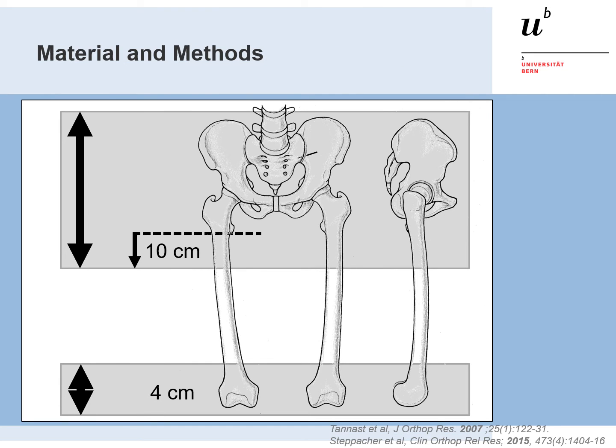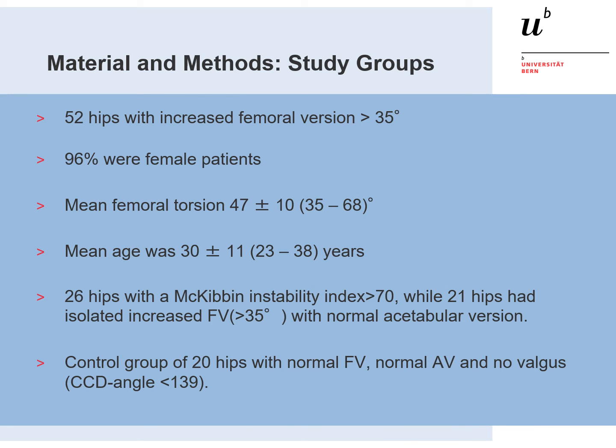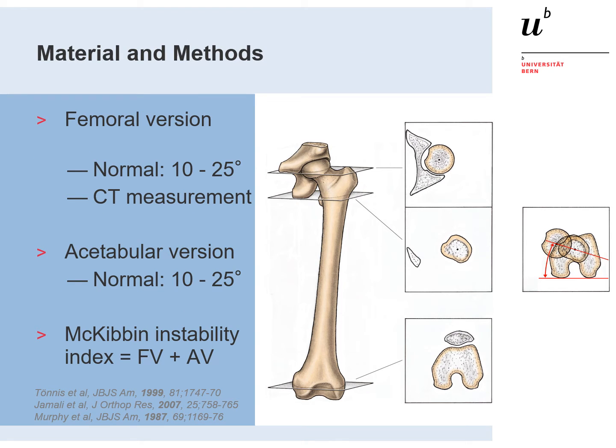This is the protocol of the pelvic CT scan. These 52 hips had an increased femoral version of 35 degrees and were mainly female patients with a mean age of 30 years. We compared it to a control group of 20 hips with normal femoral version and normal acetabular version. The measurement of femoral version is shown on the right side.